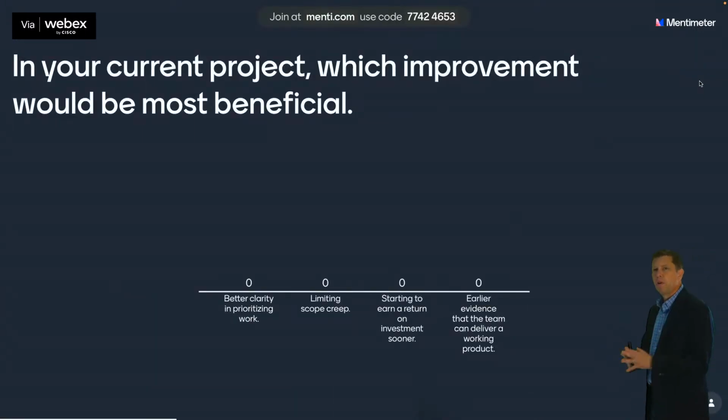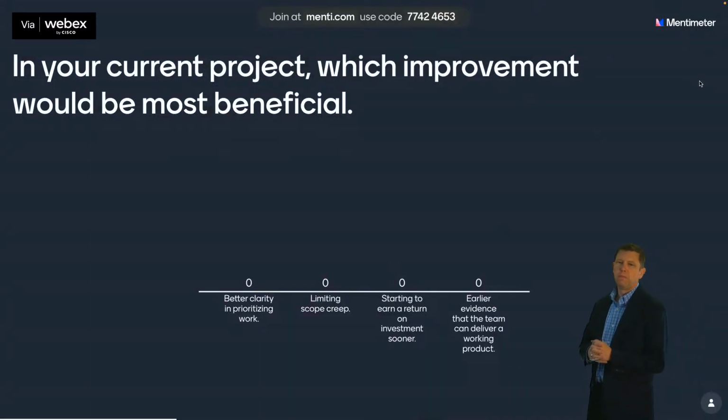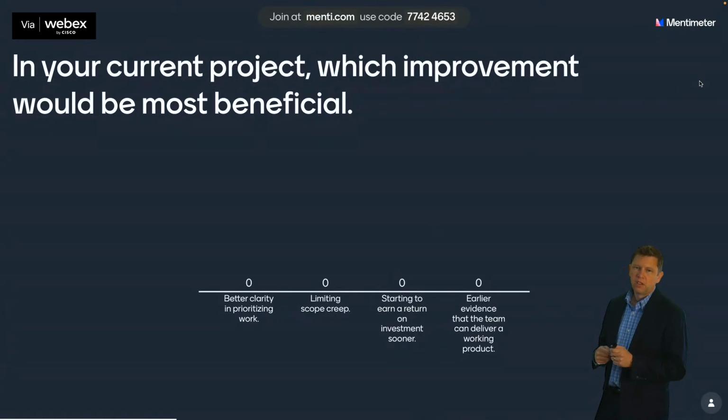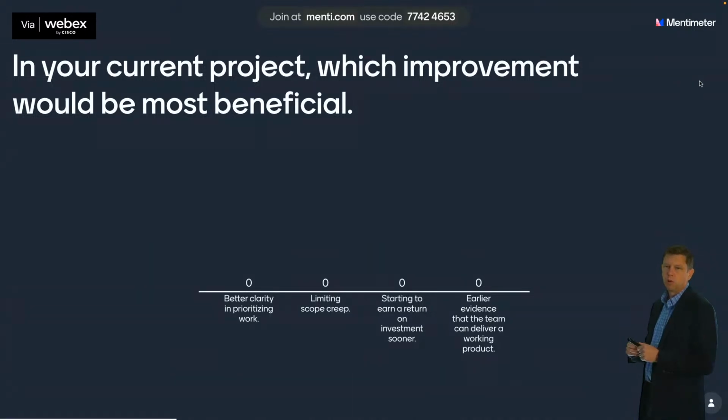Okay, so in your current project, which improvement would be most beneficial? Just a question, like I said, no right or wrong answer here. Would it be better clarity in prioritizing work? Would it be limiting scope creep, starting to earn a return on investment sooner, or earlier evidence that a team can deliver a working product?